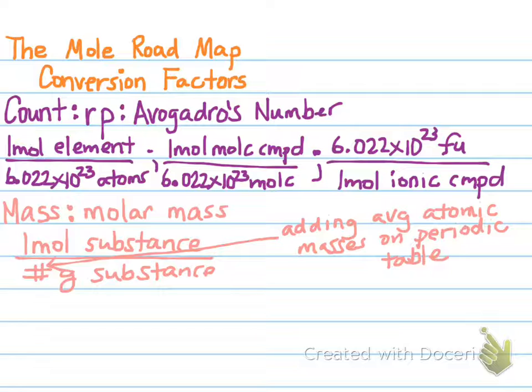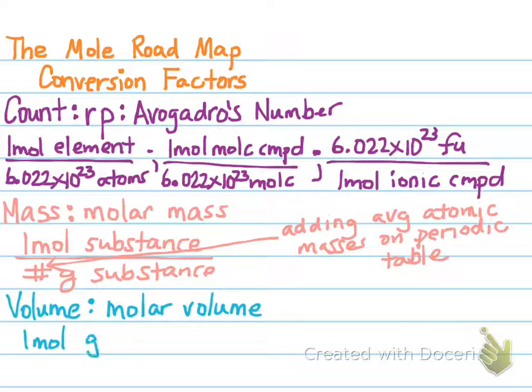Lastly, our third way of measuring matter was by volume. And again, that tool has a special name. It's called molar volume. That tool is 1 mole of gas over 22.4 liters of that same gas at standard temperature and pressure: a temperature of 0 degrees Celsius and a pressure of 101.3 kilopascals, or 1 atmosphere of pressure. Okay, so you should have these 5 tools on your chemistry toolkit.